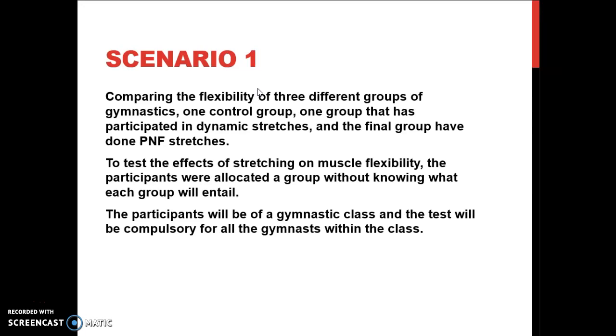And then after this, it states that the group are allocated what groups they're going to be in out of the three. However, they don't know what the groups entail as far as dynamic stretching wise, PNF stretching wise. They aren't made aware of this. They're just told there's 3 groups. And this is deception, as they're not knowing. They're going into the unknown. They're not made aware of what is happening.